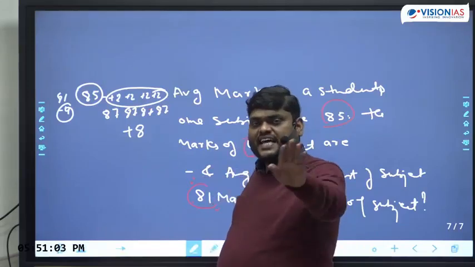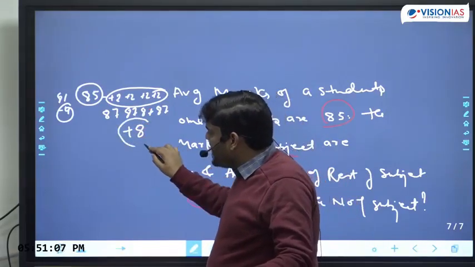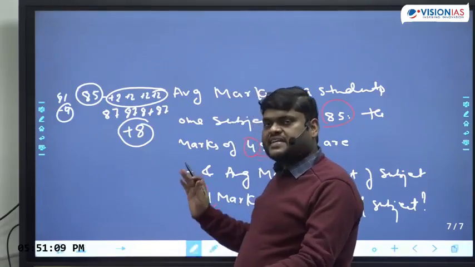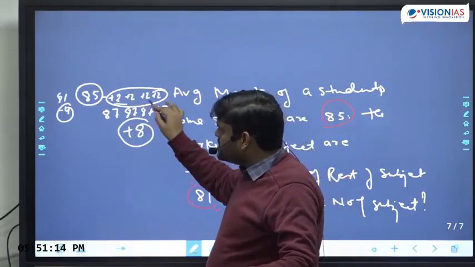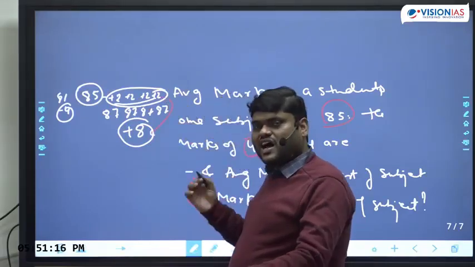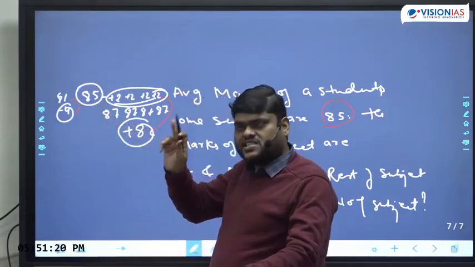So to maintain the thing, what we have to do? We have to just negate this value, or not? These 4 subjects have 8 extra. So now, how can we negate this value? Here, each subject has minus 4.